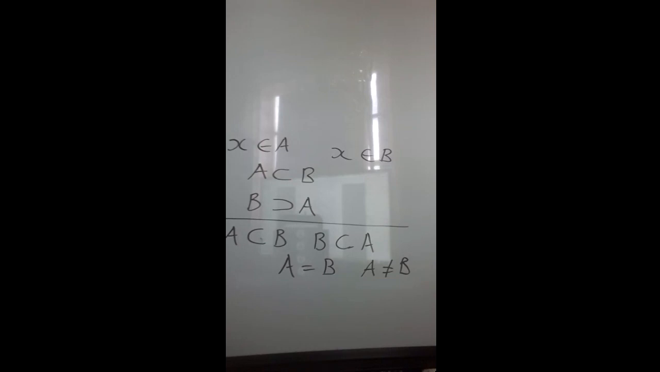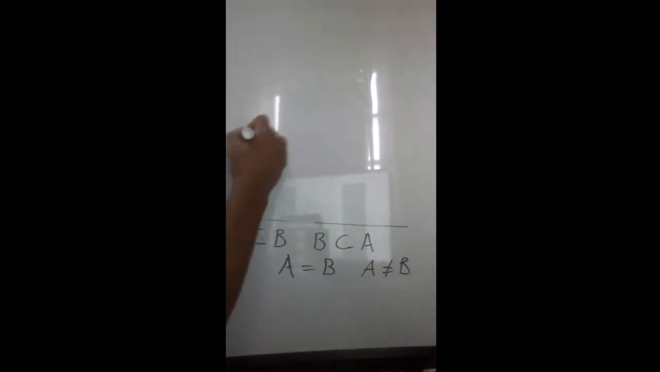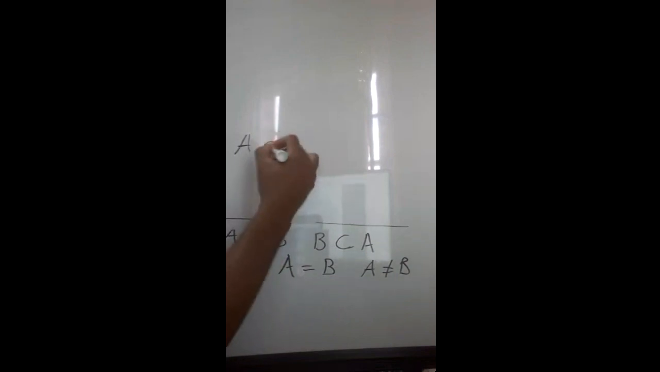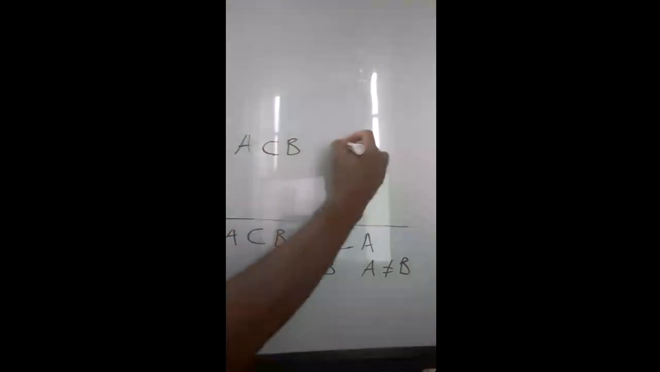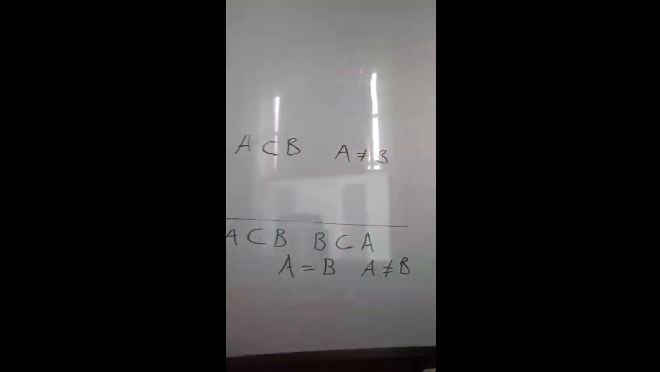All right, number three. A set A is a proper subset of B if A is a subset of B and A is not equal to B. Sorry about that, I misspoke at first. Next time I won't say that.